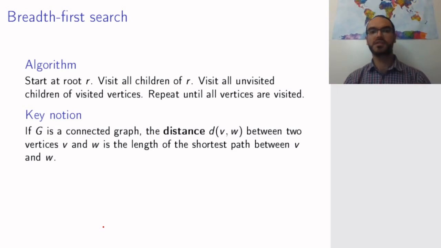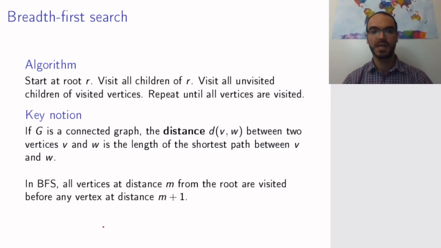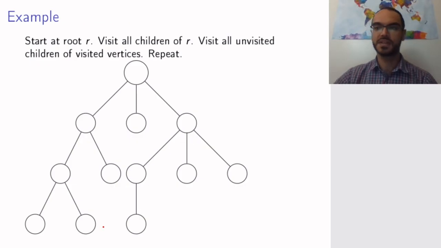The key notion here is the notion of a distance. So the distance between two vertices is the length of the shortest path between these two vertices. Since we are in a tree, it's actually the length of the unique path, so the number of steps in the unique path between these vertices. And one way to phrase how BFS, or breadth-first search, works is that all vertices at a given distance m from the root are visited before any vertex at distance m plus 1. So let's see how this works in an example.